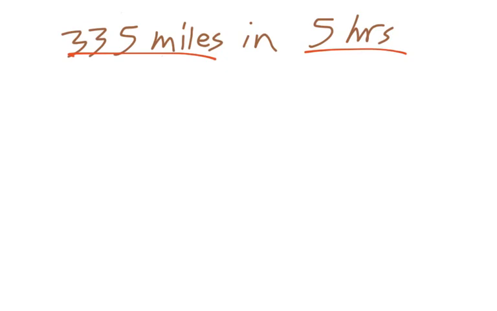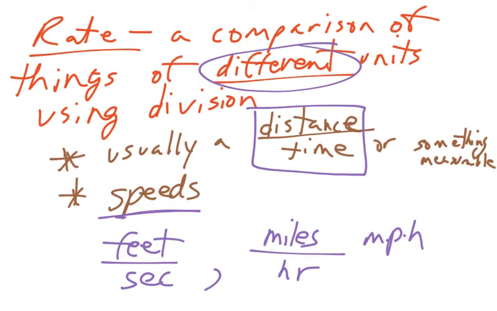So we have, and actually when I go back to the other slide, I want to put that something measurable right there with the distance versus the time. So it's a distance or something measurable divided by a time.